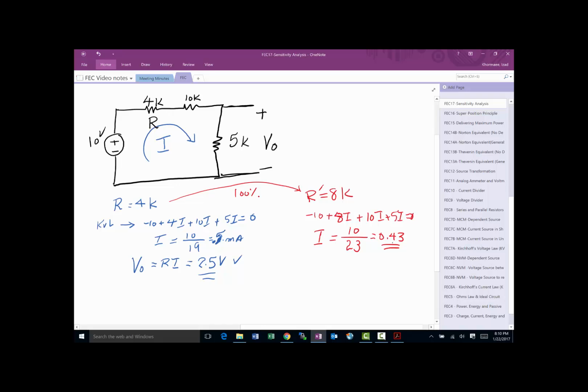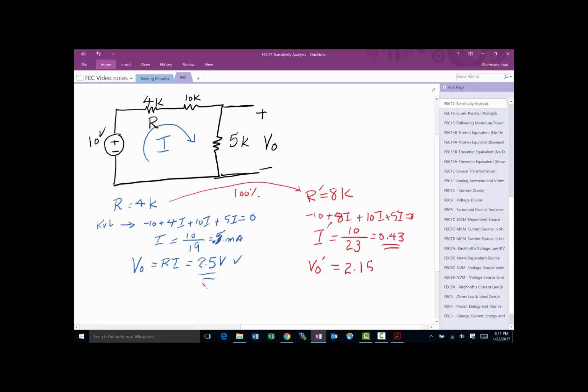Great. If I have that, then again I can calculate V out prime, the new value of V out based on the 8K. That's again R times I, so it's going to be 0.43 times 5K, which is 0.43 times 5, and that is 2.15.